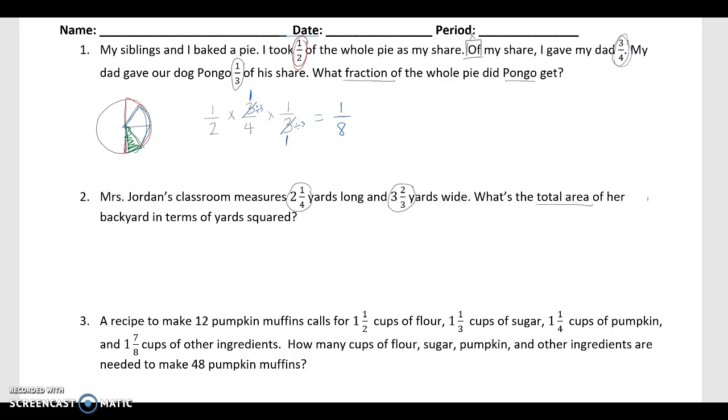All right, so here's her backyard. The longer one is 3 2/3. The shorter one is 2 1/4. So if you remember area, oh man, it's disappearing. Area is length times width. Okay. All right, you guys try the last one on your own. I know you can manage it. Let us know or let me know if you need help.